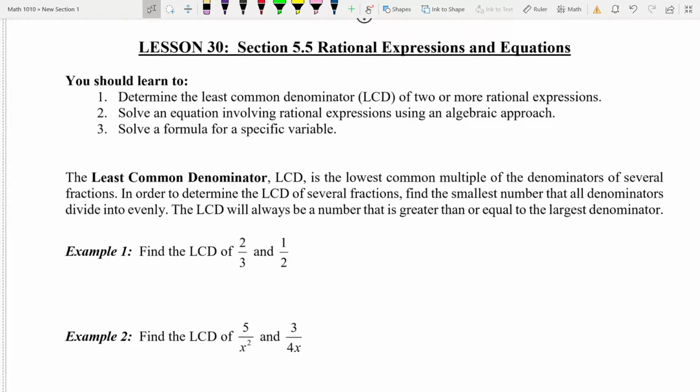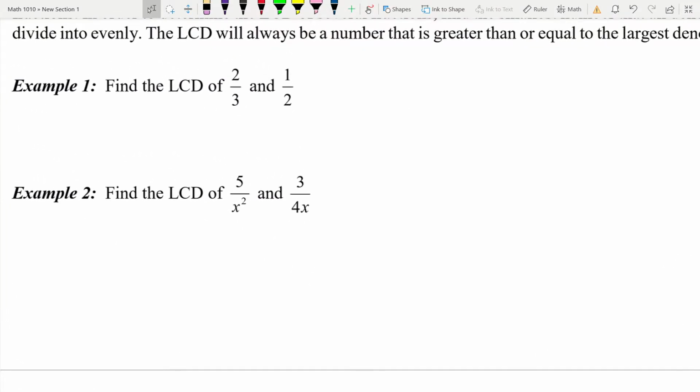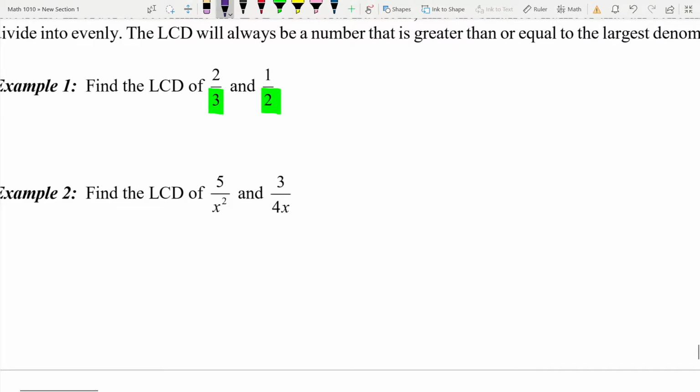Okay, so this is lesson 30, okay? So the least common denominator, I'm sure you all know, is when you're adding or subtracting something, you've got to get the bottoms the same, okay? So if you look at 2/3 and 1/2, what I'm doing is I'm looking at these numbers right here. If I wanted to write it out, I could do this, okay?